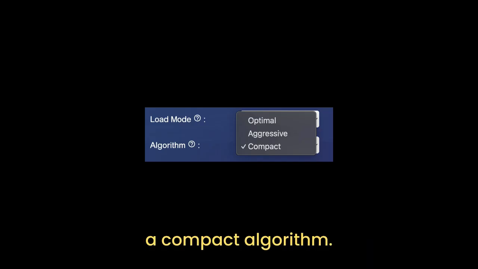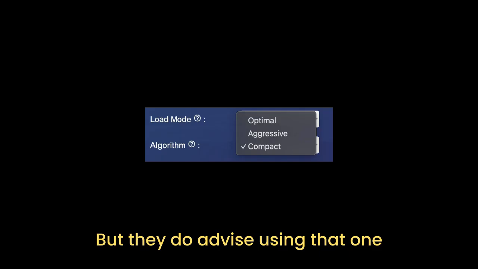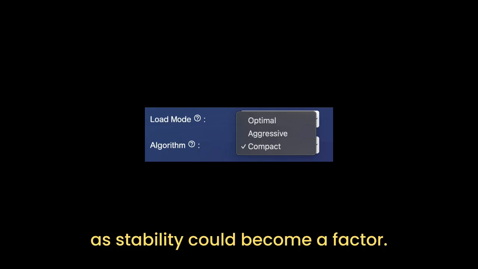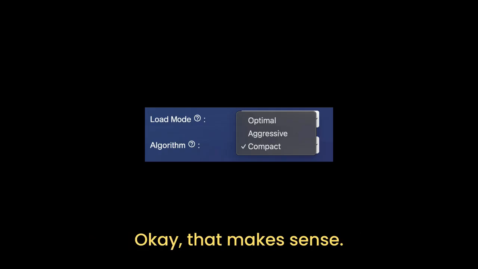And finally, there's a compact algorithm. Compact. Denser packing. Exactly. Focuses on the densest possible packing. But they do advise using that one with a bit of caution if you have lots and lots of different items, as stability could become a factor. Okay, that makes sense. You don't want it too compact if it's going to fall over.